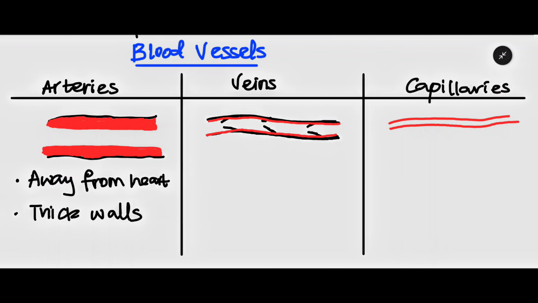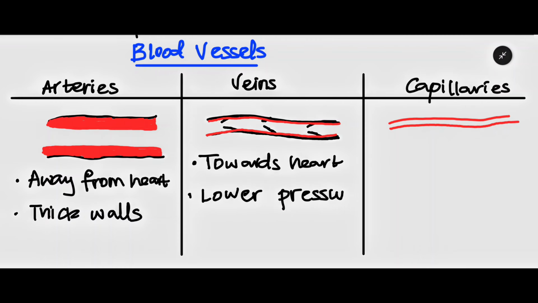Next, we have veins. Veins carry blood back to the heart, so towards the heart. They have lower pressure and they have valves. We saw some valves in the heart. Veins also have their own type of valves which prevent backflow. So valves to stop backflow of blood.